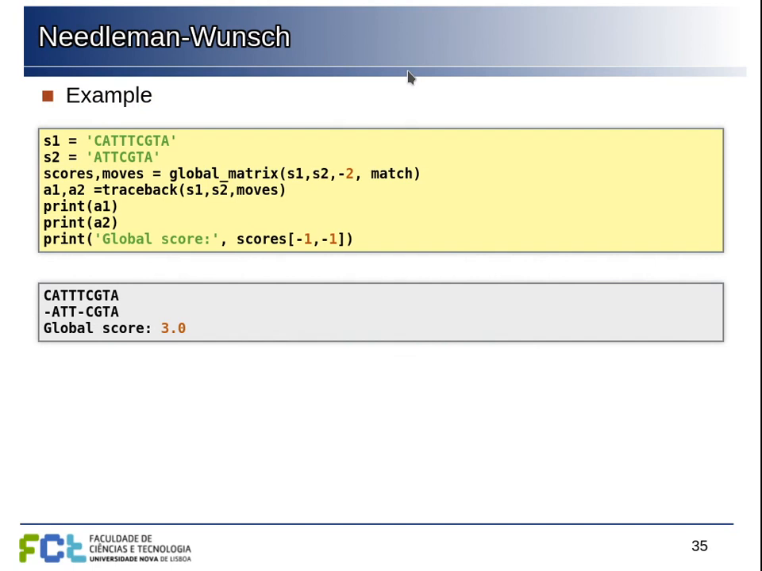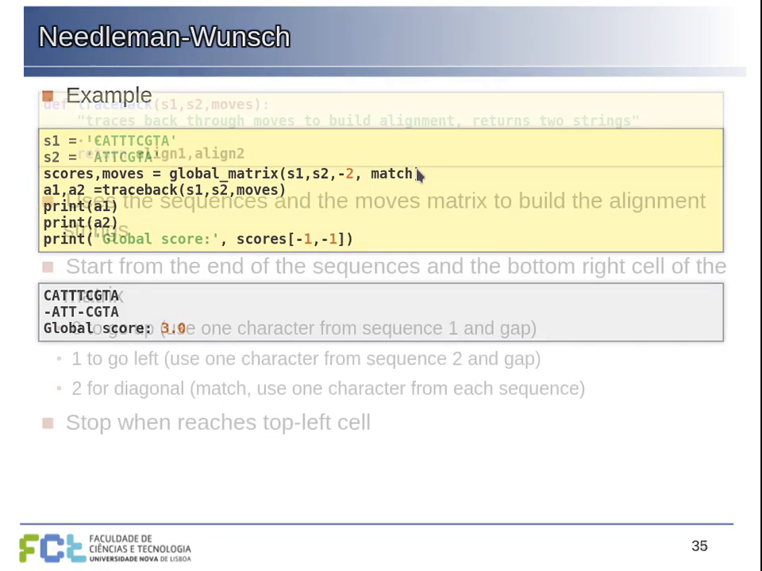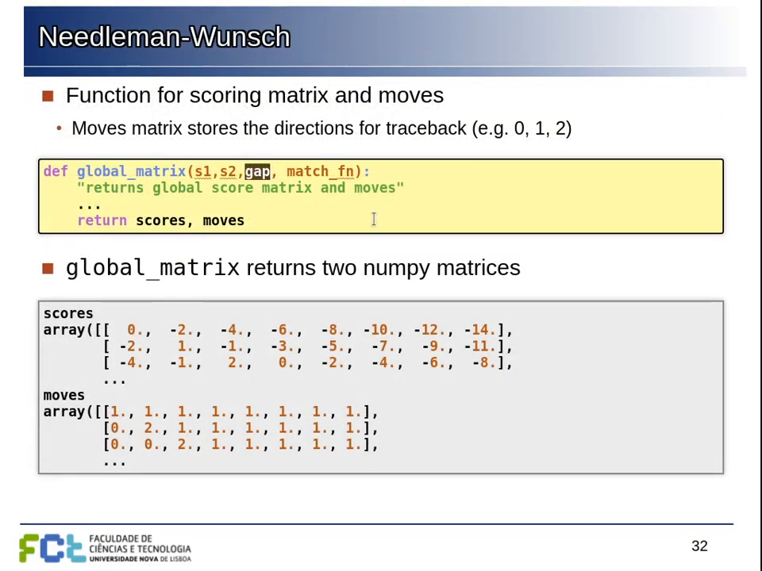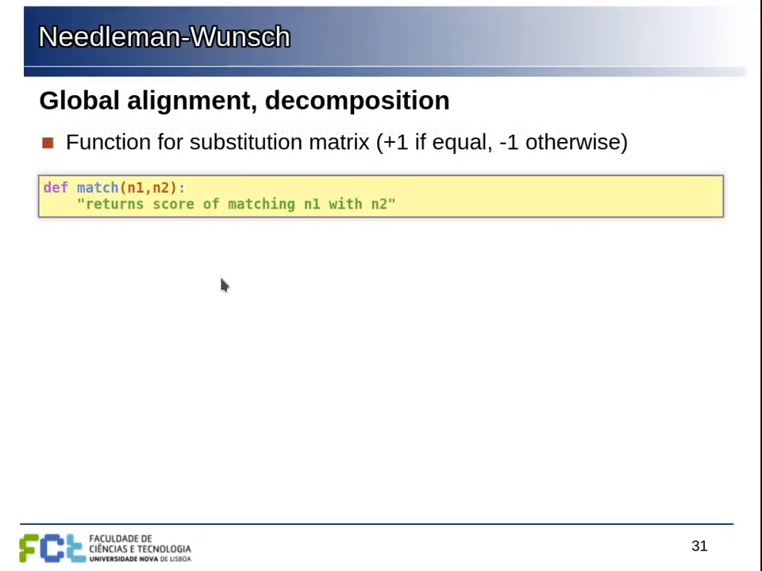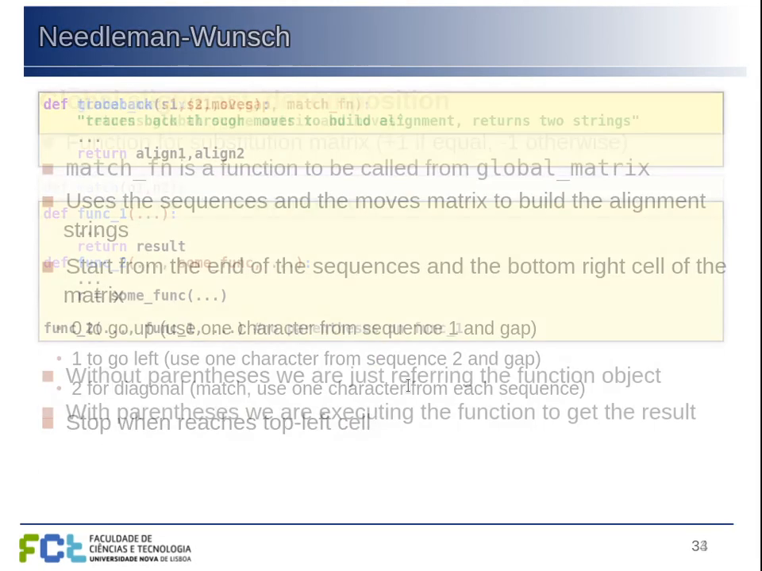Okay, so this is an example of how we can use this program after it's done. We're going to create these two strings for the alignment, and now we're going to call the global matrix function with the two strings. This S1 will be on the rows, S2 on the columns, with a gap penalty of -2, as we used before. This is the third argument that we're going to send here to the global matrix, and we're going to use that function that we built for the substitution matrix here. This function gives us +1 if the symbols are equal, -1 otherwise.